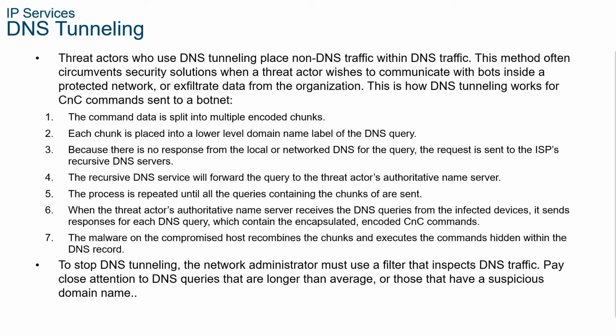When the threat actor uses DNS tunneling, the different types of DNS records are altered. This is how DNS tunneling works for CNC commands sent to a botnet. The command data is split into multiple encoded chunks. Each chunk is placed into a lower level domain name, or on the lower level domain name label of the DNS query.